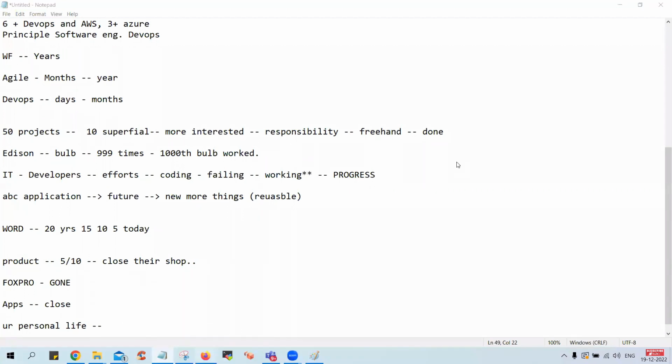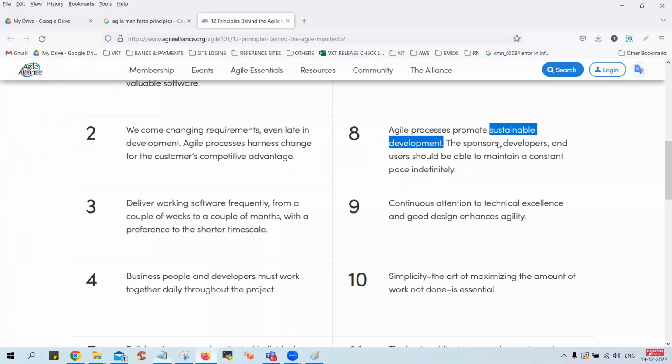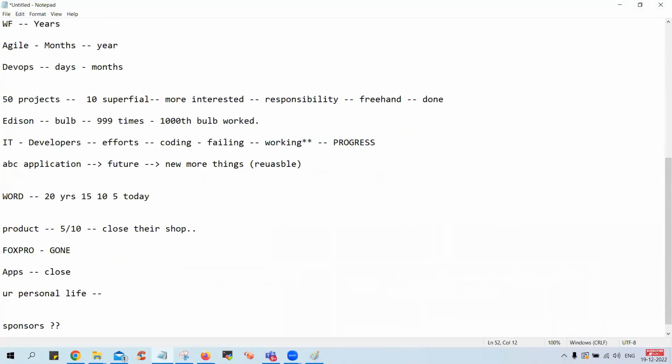So that's the understanding. Now the question comes: who is a sponsor here? Other roles make sense: developers, users, yes. But who is a sponsor here? Any idea who is a sponsor? Tell me, guys, what is the meaning of a sponsor?